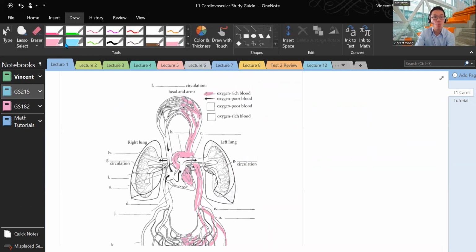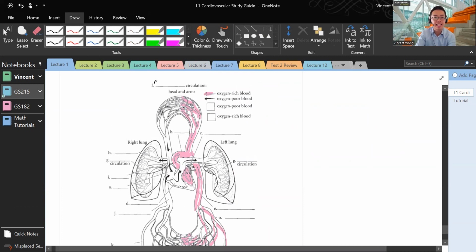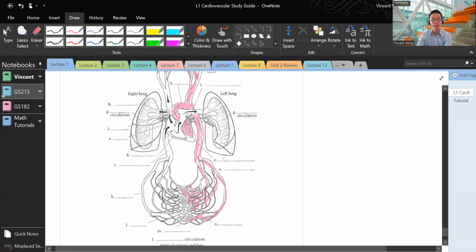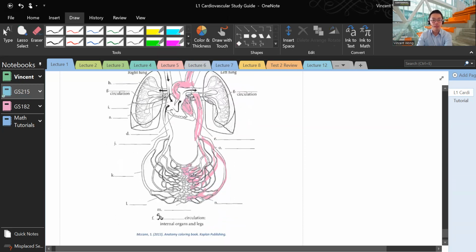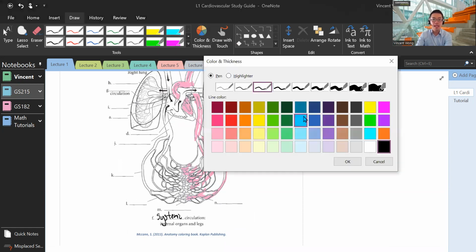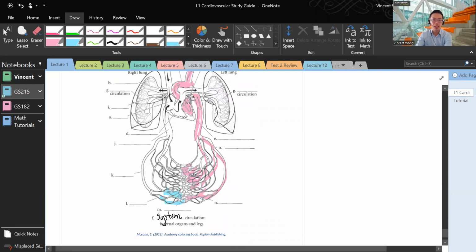So what do we call this circulation? This is systemic circulation. The purpose of systemic circulation is to get that oxygen to your tissue. Systemic circulation right here. Also, systemic circulation to internal organs and legs. Once that happens, then the blood becomes blue, so to speak, not literally blue.